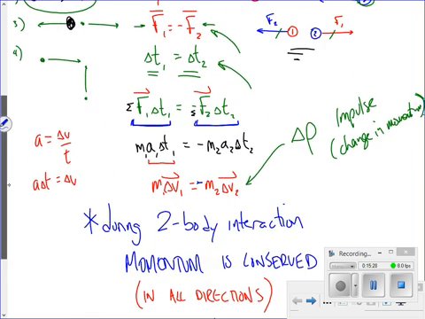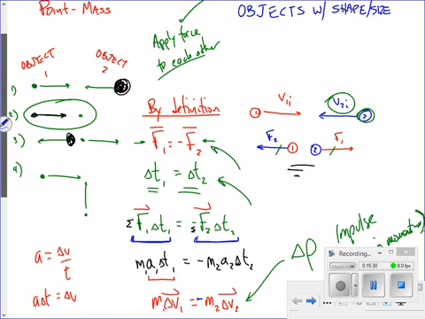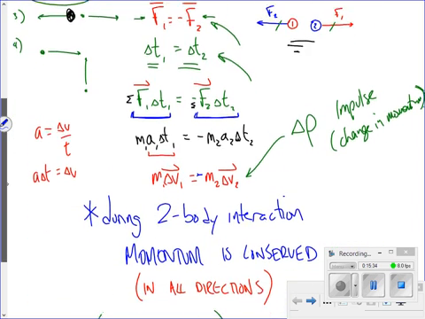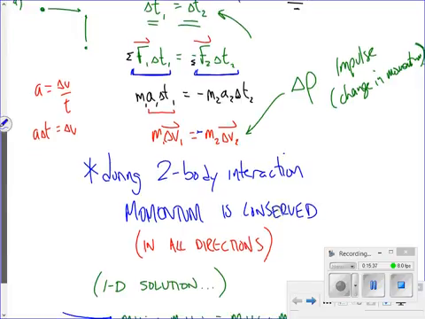But knowing why that is, knowing that forces are equal and opposite and time intervals are the same, therefore the product of F and delta T is the same, and therefore the impulses that each part of the system experiences are equal and opposite, means that by definition momentum has to be conserved. Linear momentum has to be conserved.